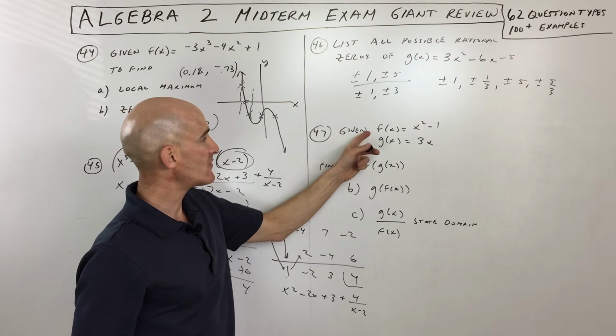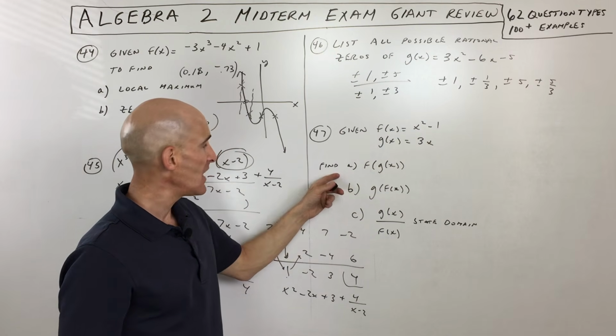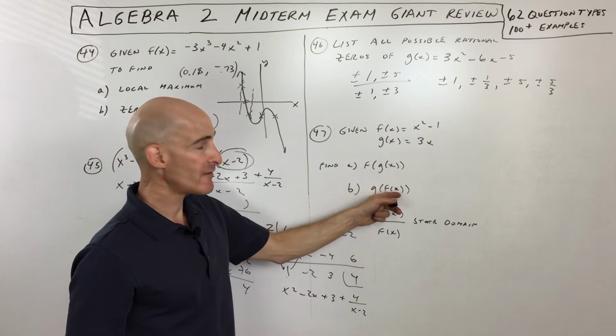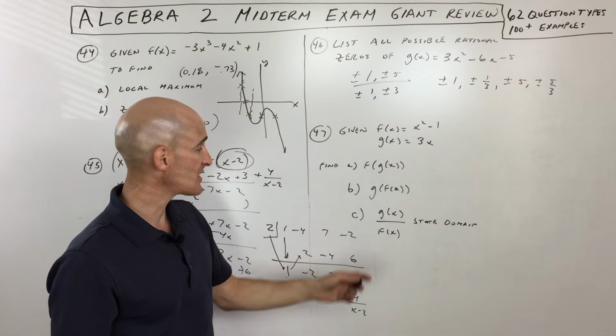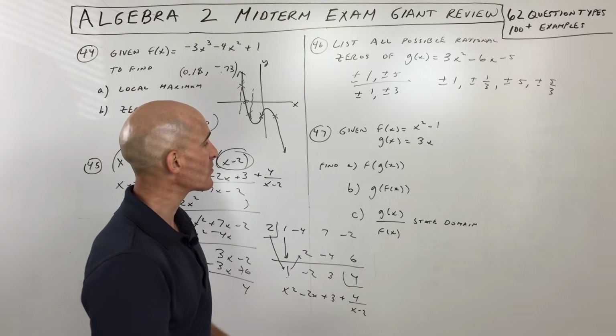Now for number 47, they give us two functions, f of x equals x squared minus 1, g of x equals 3x. And it says find f of g of x, g of f of x. This is called the composition of functions. And letter C, we're dividing two functions, we're stating the domain. So let's see if we can tackle this problem.